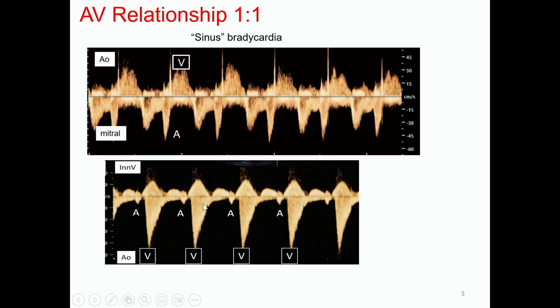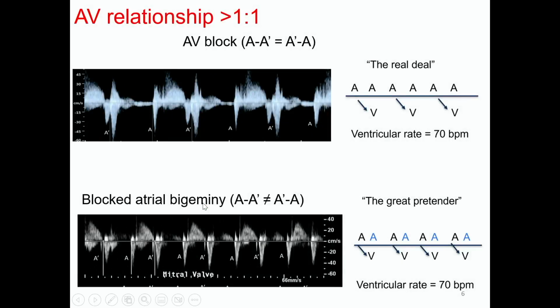This is an innominate vein tracing and an aorta showing the retrograde flow in the SVC, which occurs during atrial contraction, followed by the ventricular output. And again, we have a one-to-one relationship.